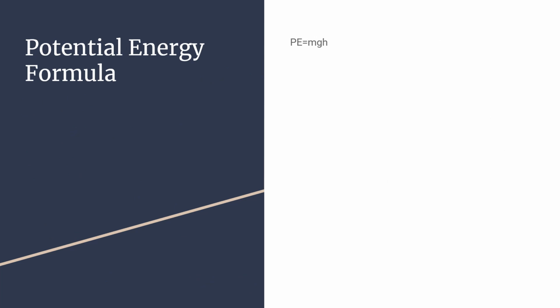Again, the potential energy formula is mass, gravity, height. Now here's the thing. If I multiply mass times gravity, that's going to give me weight. So another formula you can have for GPE, so we always use mass, gravity, height, you could also have weight, height.